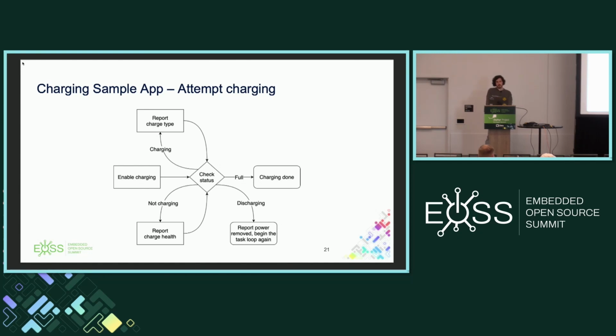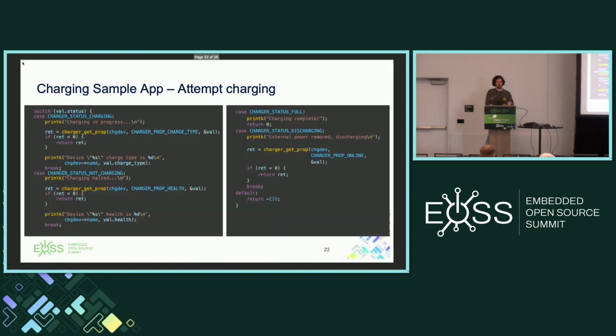If you're discharging, then you go back to the previous slide and you start polling for power again, because that means that the external power has been taken away, and there's nothing to do here. And then finally, if you report that the status of the charge cycle is full, then charging is done, and we return 0, and that's the end of the charger sample application. It's hard to break this switch case and keep it legible, but you can sort of see how that's done here.